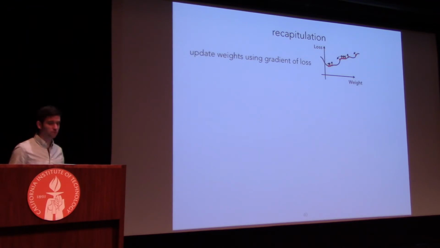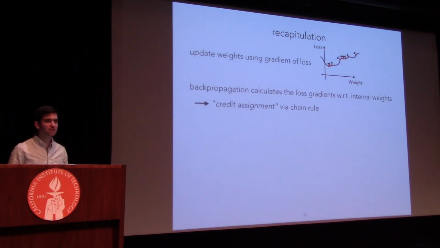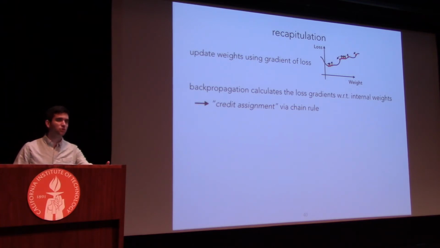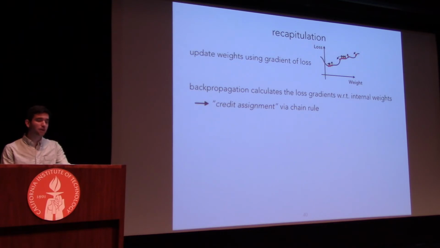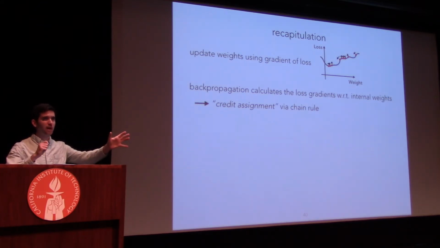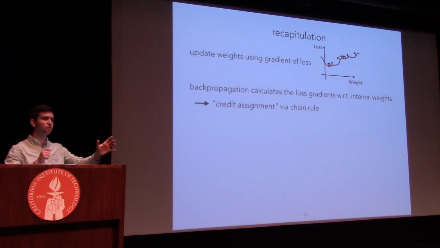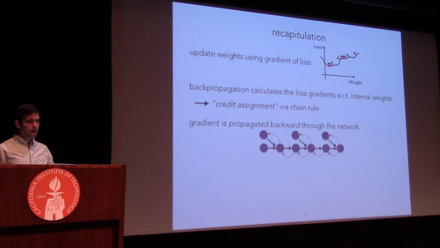So just to reiterate, we're trying to do gradient descent, but we need to figure out the derivative with respect to weights at internal layers in the network. Backpropagation gives us a way of doing what some people refer to as credit assignment. It effectively says, if I change this internal weight, how is that going to change my output? So I can assign credit from my loss to internal layers in the network. And we see that gradients get backpropagated through the network.